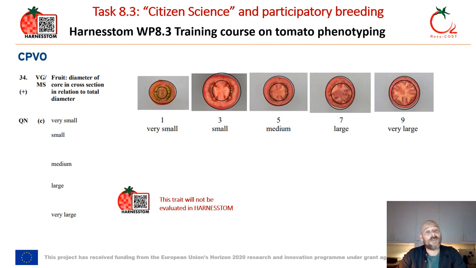Finally, the diameter of the core in the transversal section is a key trait that impacts internal appearance. For measuring this trait, we should compare the diameter of the core with the width of the fruit. Fruits can be classified on a scale from very small cores to very large. Usually, fruits with a high number of locules tend to have a higher proportion of core with respect to the width of the fruit.